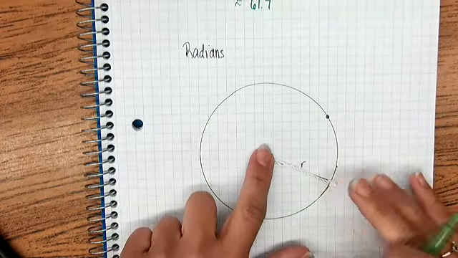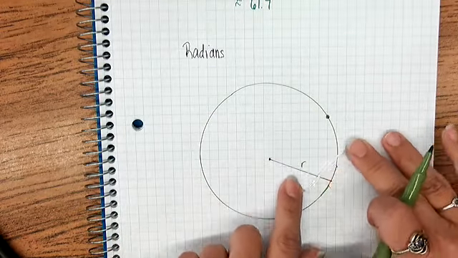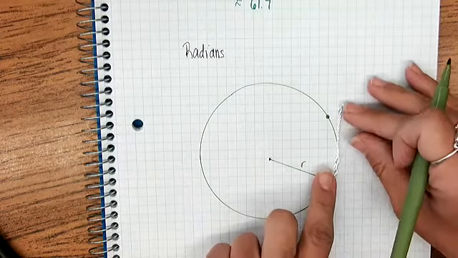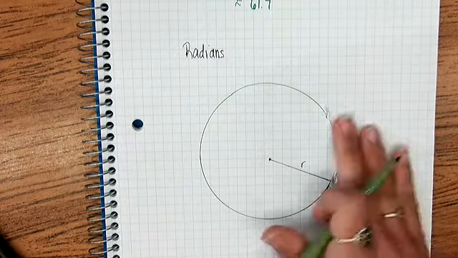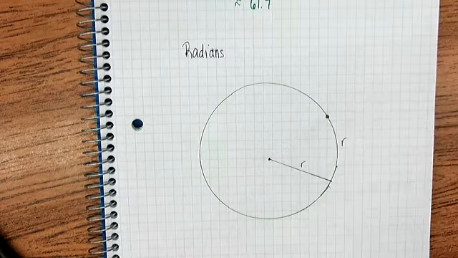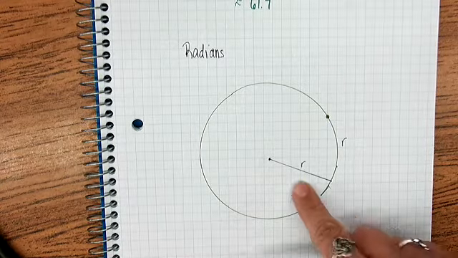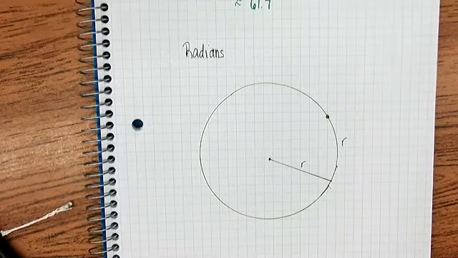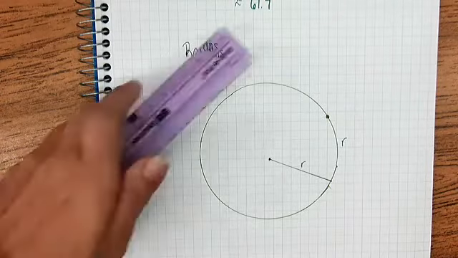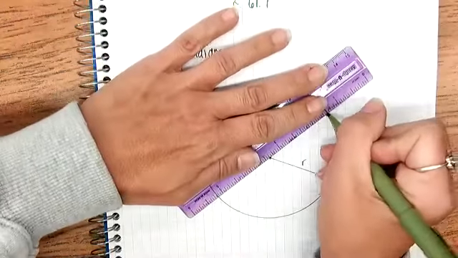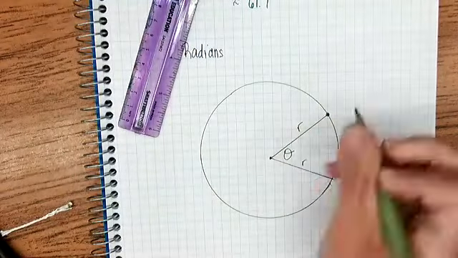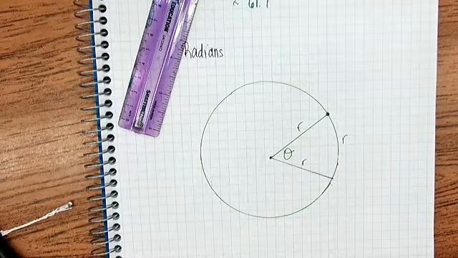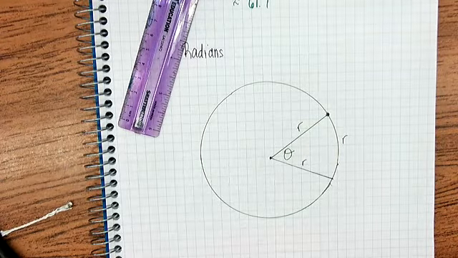So you can see my string did not change length. From the center to the edge is the length of the radius, and then I just spread it out along the edge of the circle. And so these are the same. One's linear and one's curved. When you connect those back together, this is the measure of a radian.